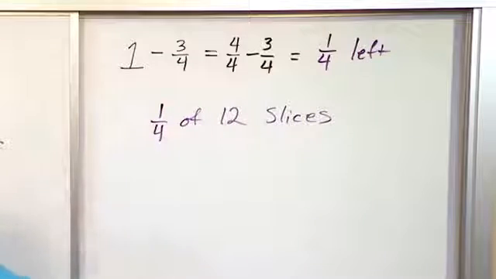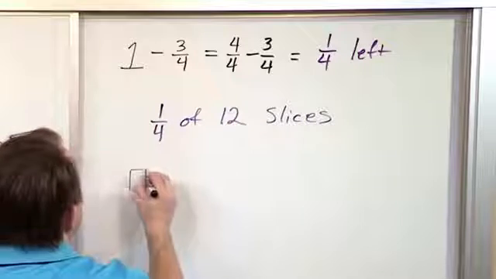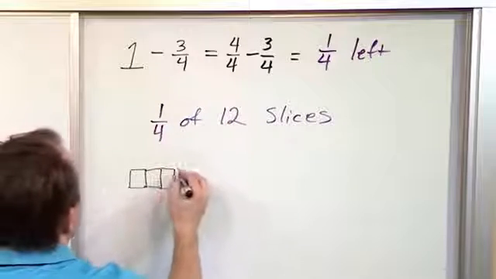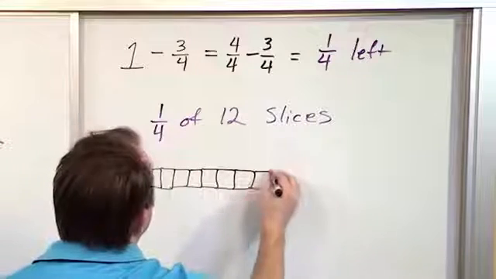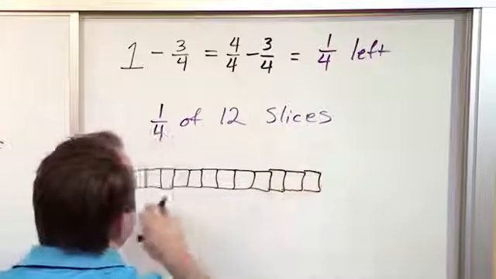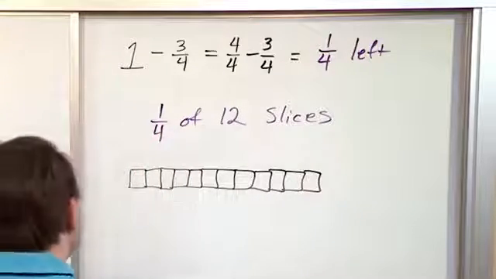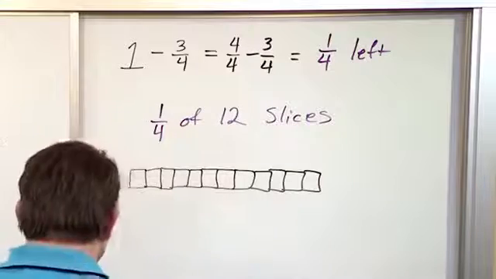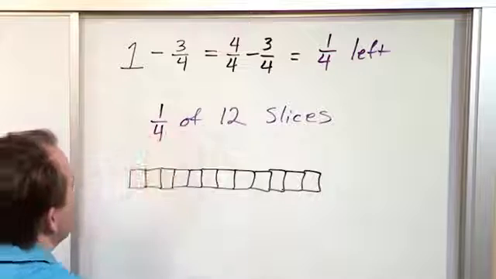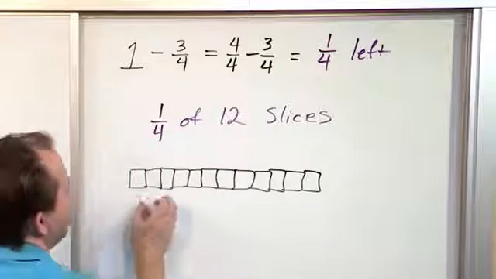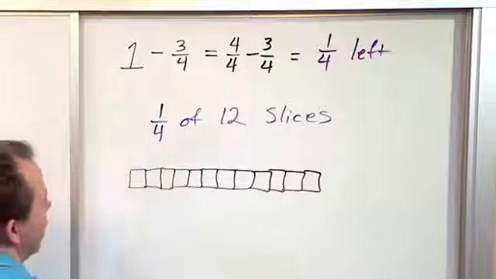Now, instead of trying to draw a pizza as a circle with 12 perfect slices, let me do this. Let's say this is a slice of a pizza, 2, 3, 4, 5, 6, 7, 8, 9, 10, 11, 12. Let's pretend we have a long, slender pizza, just to make it easier for us to draw it on the board. Really, we could draw it as a circle with 12 slices. But the question is, how many slices is 1/4 of this pizza? In other words, if I take this pizza and I cut it into 4 equal parts and take one of those parts, how many slices will that be?